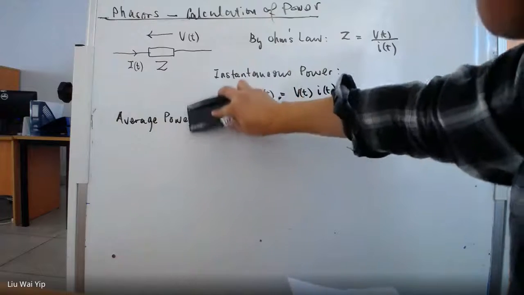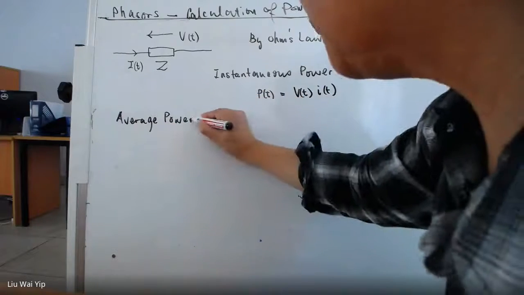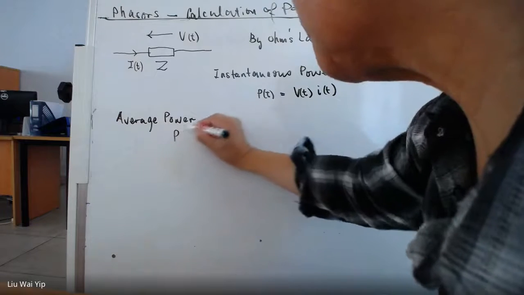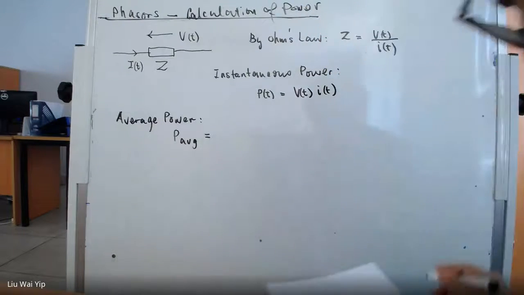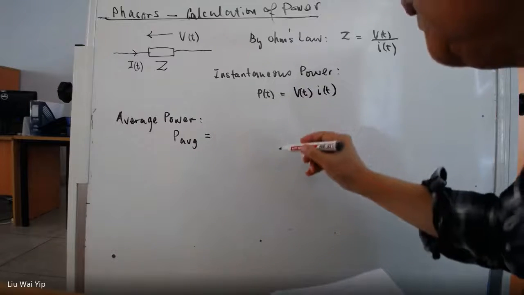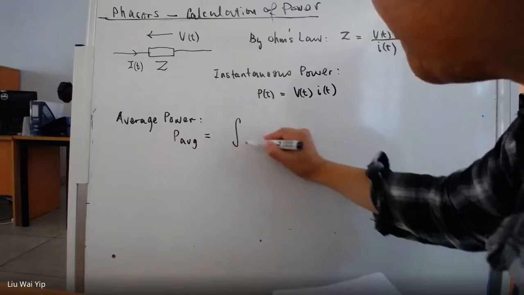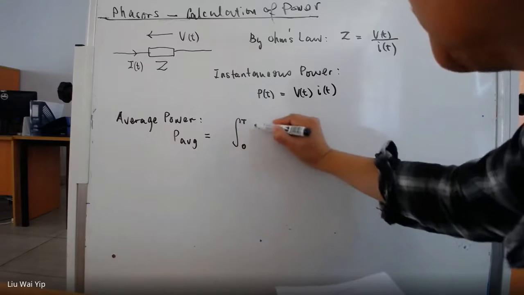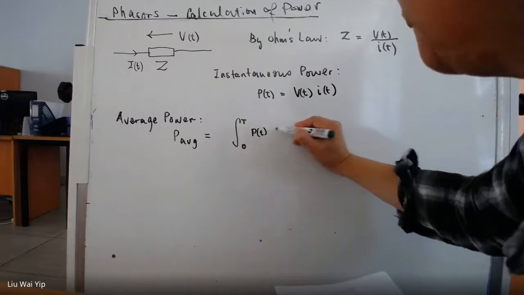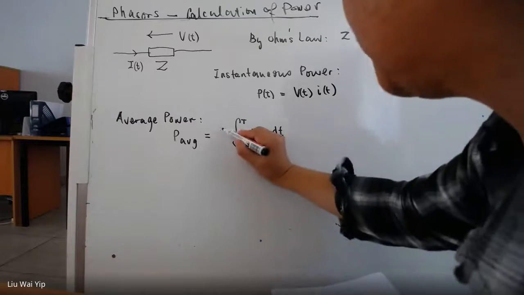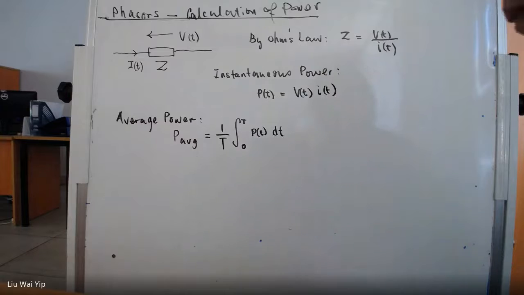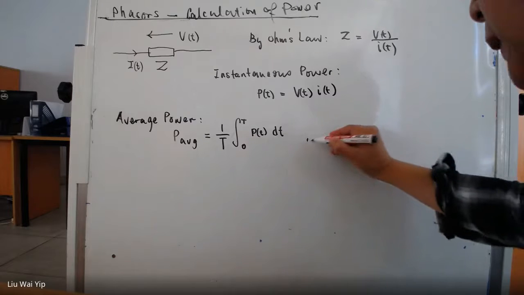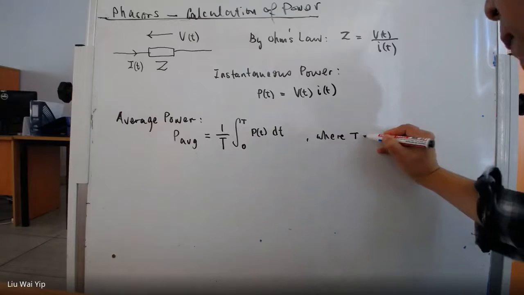The average power, by definition, is equal to the sum of the instantaneous power over one period, and the total value is going to be divided by one period, where T is the period.